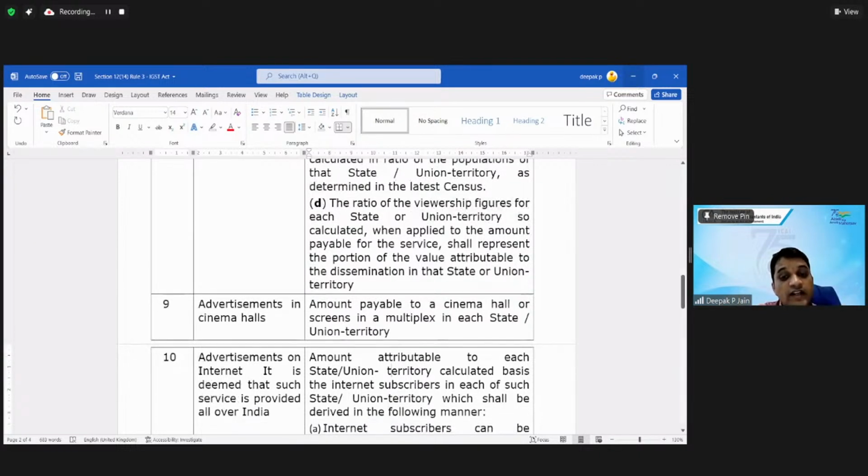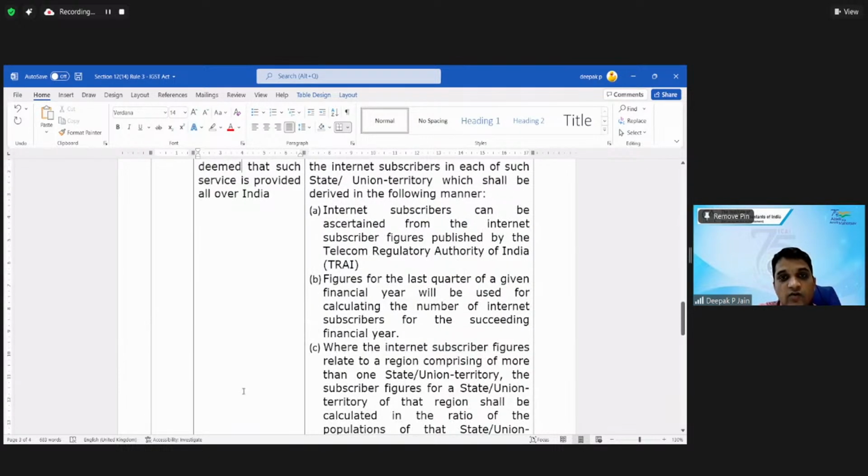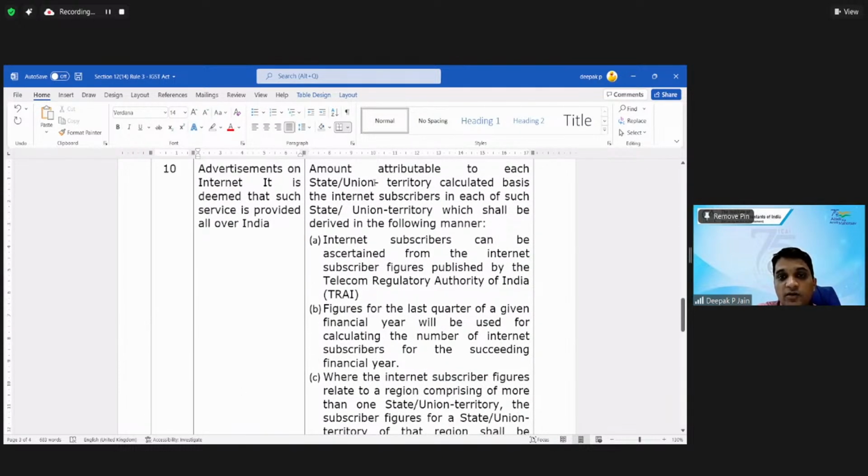Then advertisements on the internet. It is deemed that such service is provided all over India. In such case, what will happen? The amount attributable to each state or union territory is calculated on the basis of the internet subscribers in each state or union territory, which shall be derived in the following manner. Again, viewership. It will be on the basis of the internet subscribers.